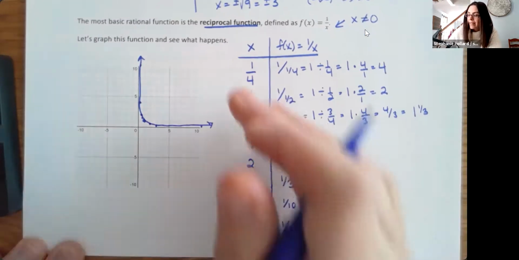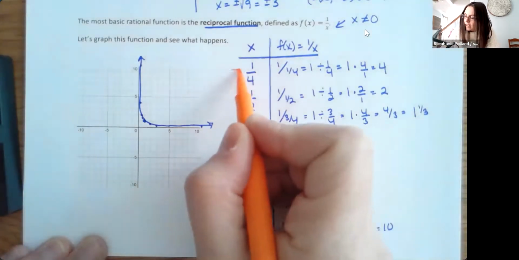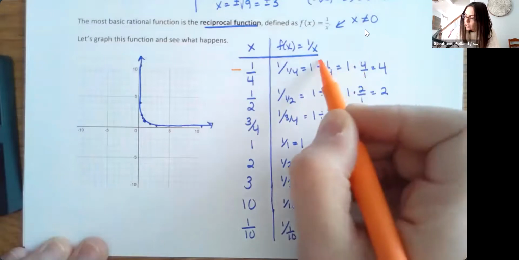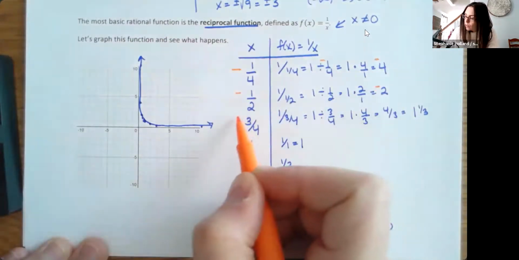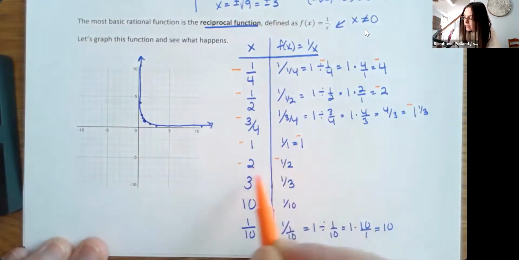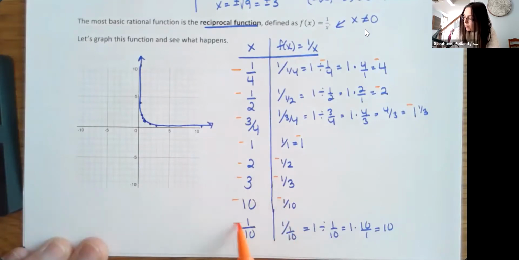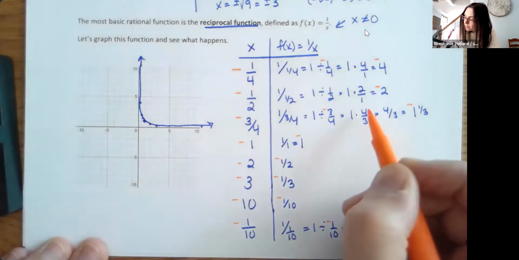Now, if you were to plug in the negative values, you'd actually get the same result, right? So if I make these all negative, negative 1/4 is just going to change my answer to -4. Negative 1/2 is going to change this to -2. So by plugging in the negatives, we're still looking at the same type of problem. It's just that all my values become negative here instead.